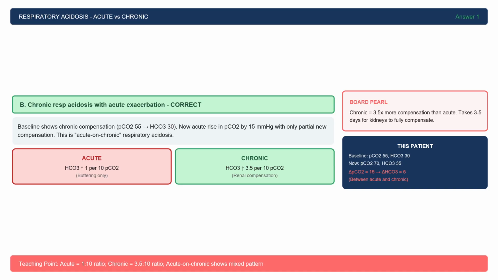The key ratios to remember are in acute respiratory acidosis, bicarb goes up by about 1 for every 10 rise in PCO2. In chronic respiratory acidosis, bicarb goes up by about 3.5 for every 10 rise in PCO2 because the kidneys have had time to compensate. A quick pearl here, chronic compensation is about 3.5 times stronger than acute, but it takes a few days, roughly 3 to 5 days, to fully kick in. So, for this patient, since the bicarb sits between the acute and chronic expectations, the best interpretation is acute on chronic respiratory acidosis.